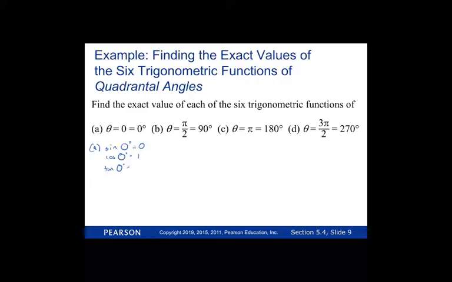So tan is what over what again? What's another way that we describe tan? Opposite over adjacent is fine, but then also we could do sine over cosine. So if we said 0 over 1.